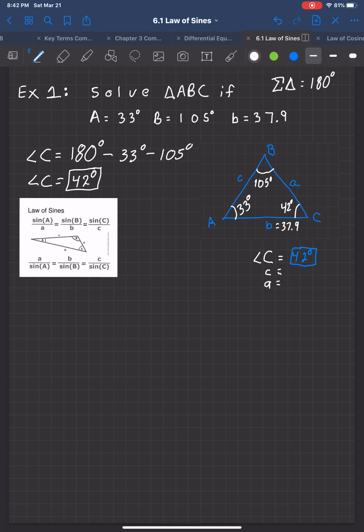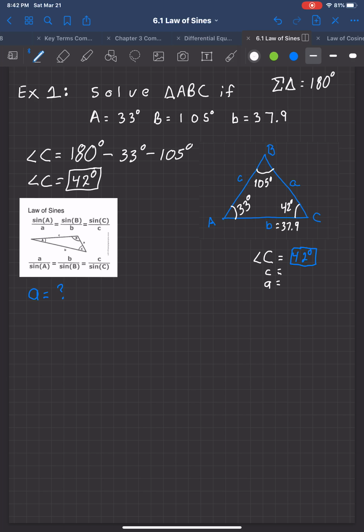All right, so we want to try to figure out side A or side C. It doesn't matter which one you choose for right now. Let's assume that what we want is side A. Okay, so that was arbitrary, but you have chosen that you want to find side A. So how are you going to do it?